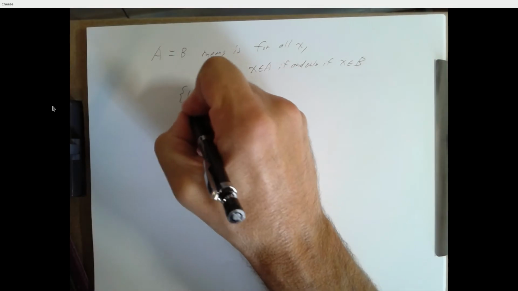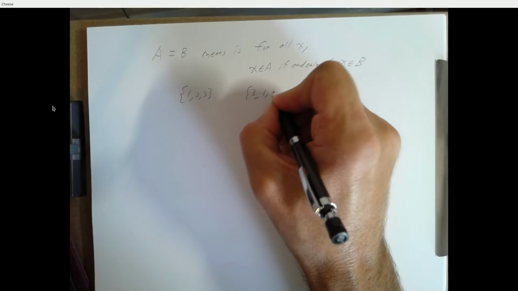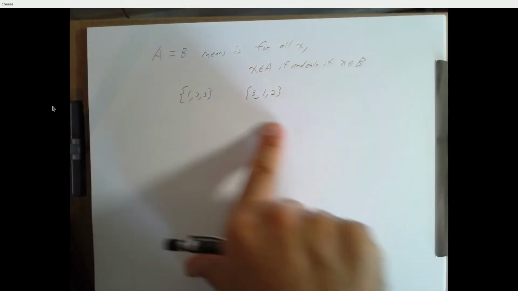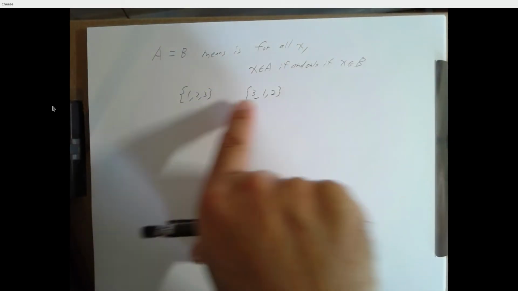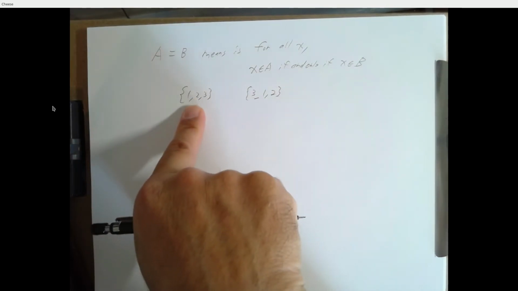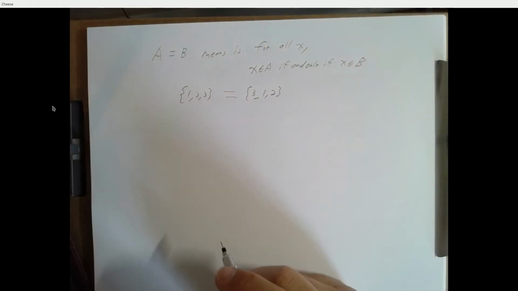Again, order doesn't matter. Here's one set, 1, 2, 3. Here's another set, 3, 1, 2. Are they exactly the same set? Absolutely. Why? Because any number that belongs to this set belongs to this one, and any number that belongs to this second set belongs to this first set. That's all that you need to say that these two sets are equal. And so you can see why order doesn't matter.